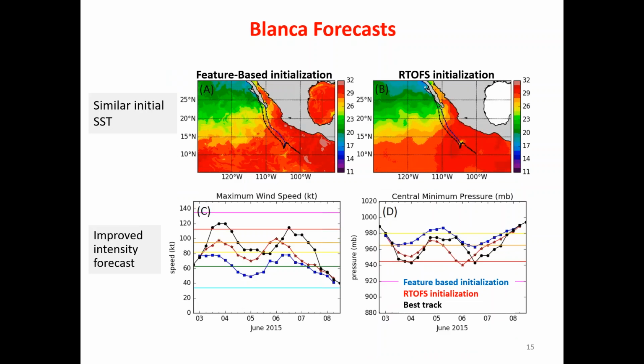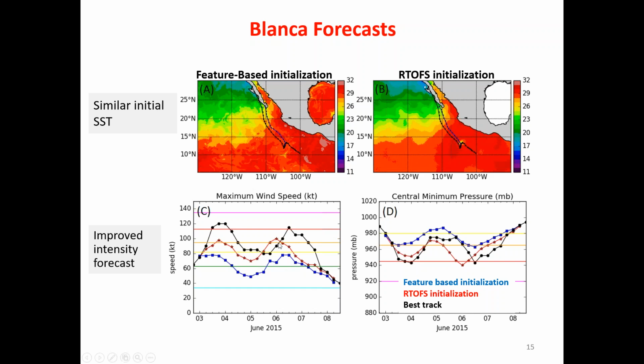So what did that do with the 2 intensity forecasts? On top, we show the SST from feature-based and RTOFS initialization. SST is slightly cooler in the feature-based, even though they relaxed SST, but maybe by a few tenths of a degree Celsius. But still, we see with the RTOFS initialization a substantial improvement in intensity, particularly for maximum wind speed.